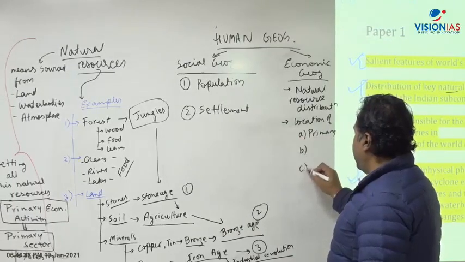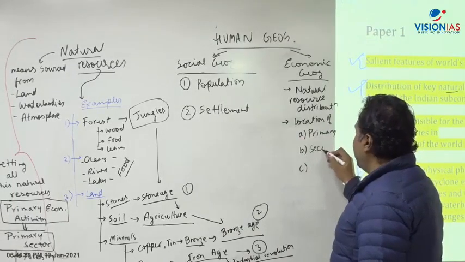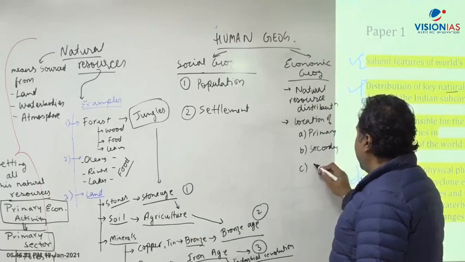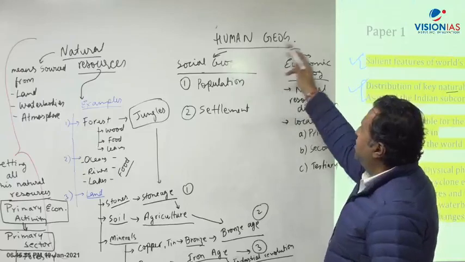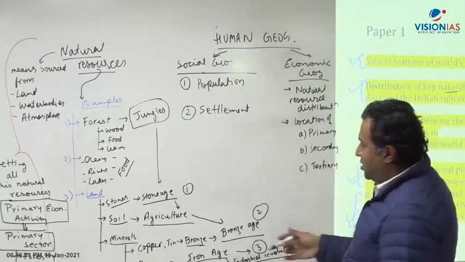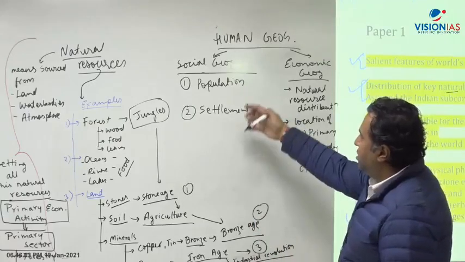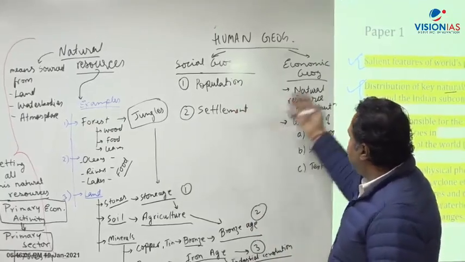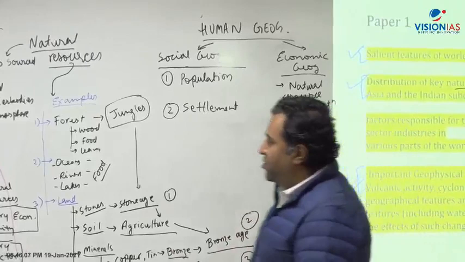B, C. We have to see secondary. I'll just write secondary and tertiary. And when you put all of this together, you get human geography. That's what your human geography thing is. Social geography includes population and this and this. So now we are trying to understand the secondary part.